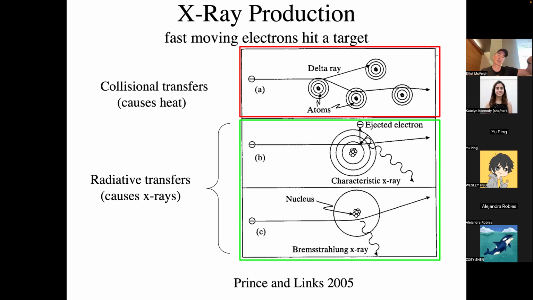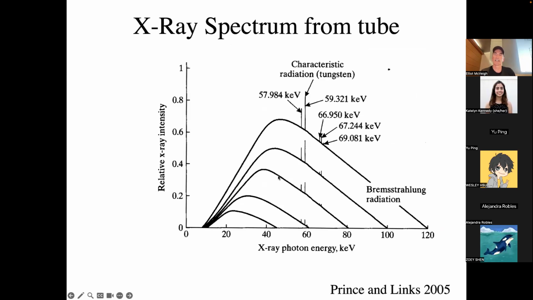But the low energy ones, actually, they're absorbed so readily by matter that they don't even make it out of the target. They're produced in the target, and a lot of them don't even come out of the target because they interact with the target, and then they have to get through the glass, and then they usually have to get through a filter. So here's what the spectrum of X-rays looks like from this Bremsstrahlung radiation.